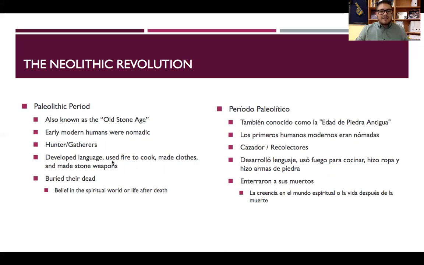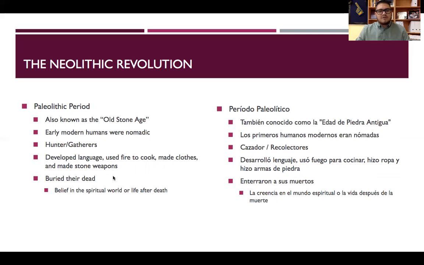They were hunter-gatherers, right? So we'd have one part of the population that would go out and actively hunt for food. Then you would have the other population that would go out and start to gather, whether it's nuts or berries or fruits or vegetables, whatever it could possibly be. They'd take turns either hunting and gathering. That's what hunter-gatherers are.